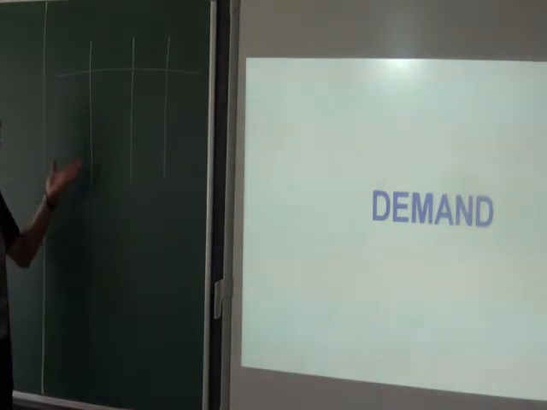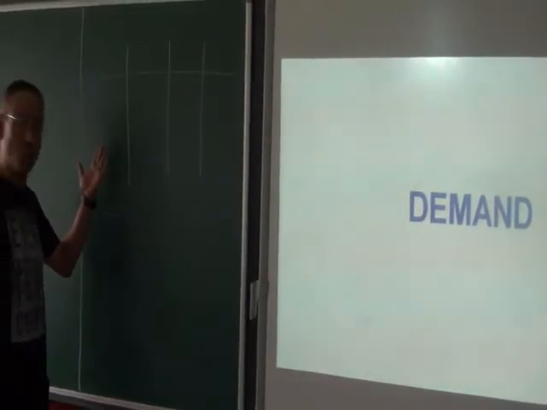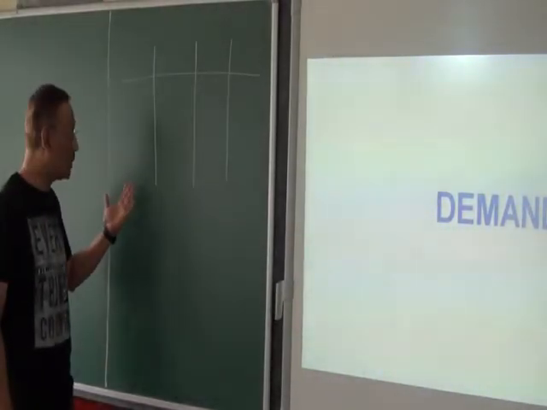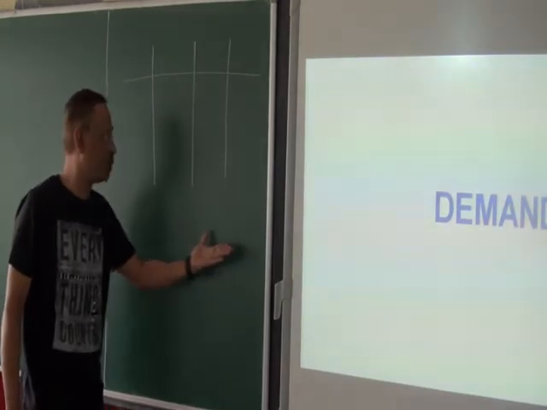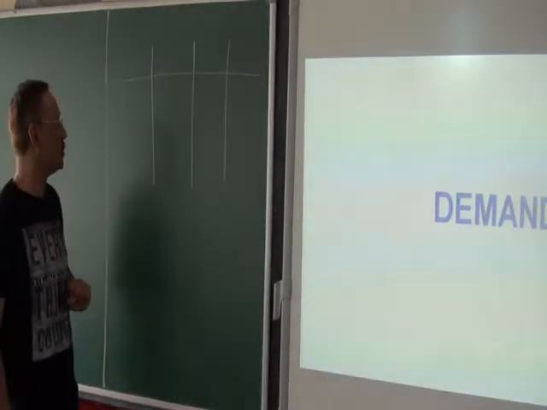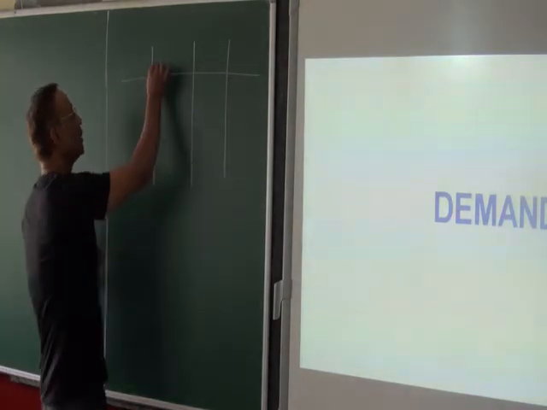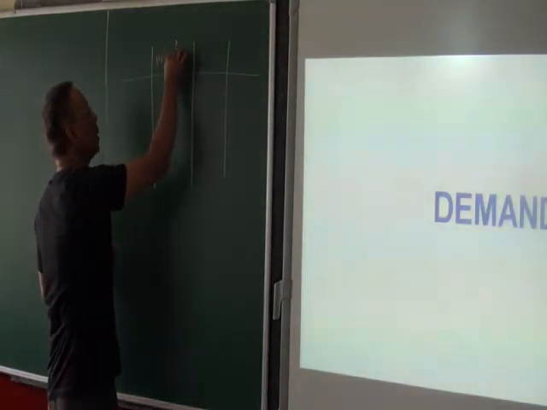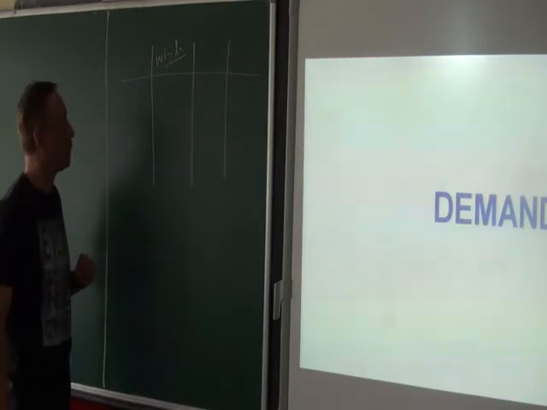So I'm drawing a simple chart to explain to you what desire is, what is want, and what is demand, so that you have a very clear picture of what demand means. There are three factors you should take into consideration. The first one is you have to have a wish. You wish to have the phone.